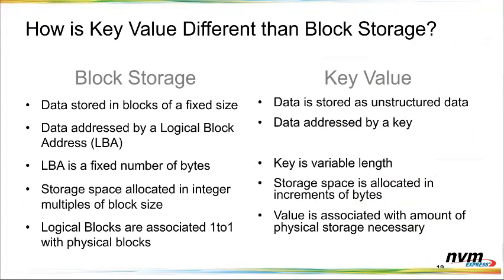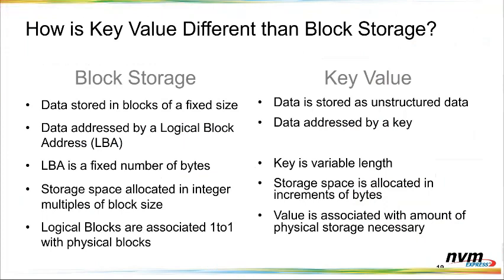Secondly, in block storage, the data is addressed by a logical block address, which is a fixed size address. In key value, the data is addressed by a key. So the logical block address is a fixed number of bytes, again defined by the protocol. In key value, the key is variable length. We will talk about some of the restrictions on it, but for the initial key value storage that is currently defined in NVMe 2.0, that key size is anything up to 32 bytes in length.